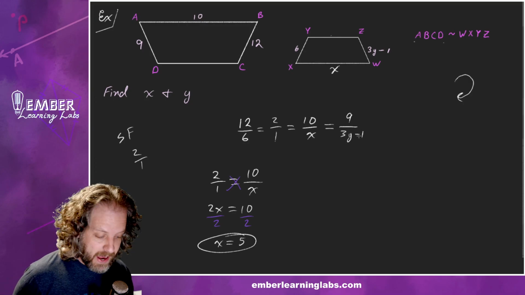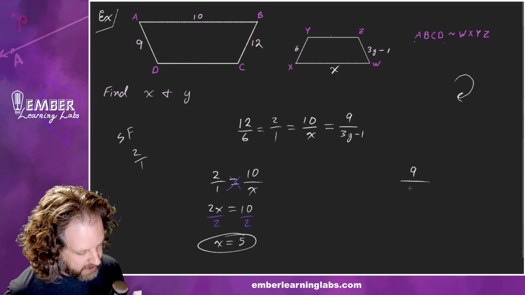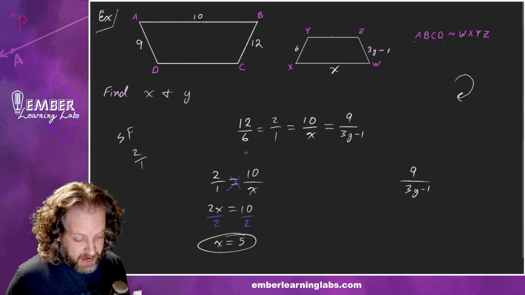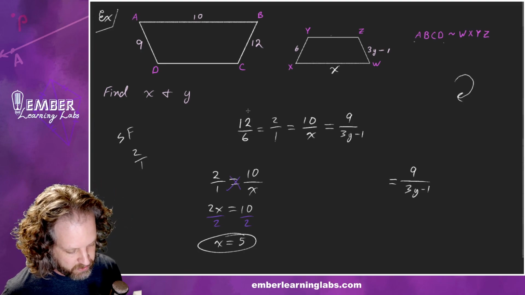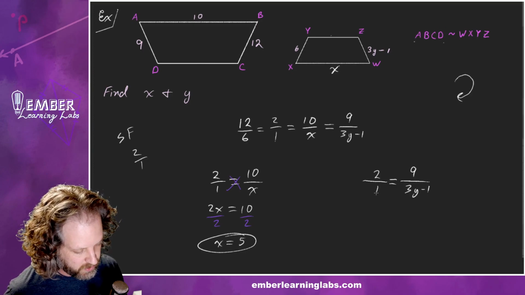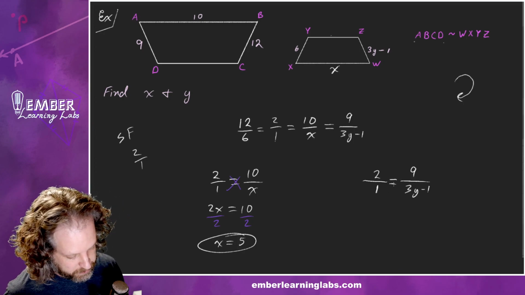So what about the Y? We want to go back and use the 9 to 3y minus 1. Any of the other fractions that have just numbers on them will let us get there. So we could use 12 to 6, or we could keep using the reduced one. That's kind of nice, right? So let's use the 2 to 1. There we go. Now we're going to cross multiply again.